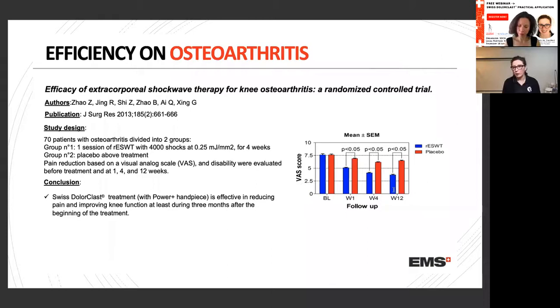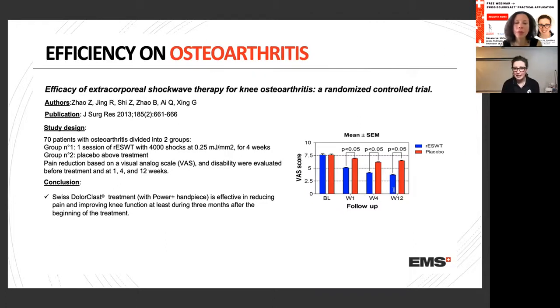With patients, and just anecdotally, I can report that I've seen patients who've benefited for more than 5 years after having shockwave. So the effects are long-term. It's not just a quick fix. So that's really important.